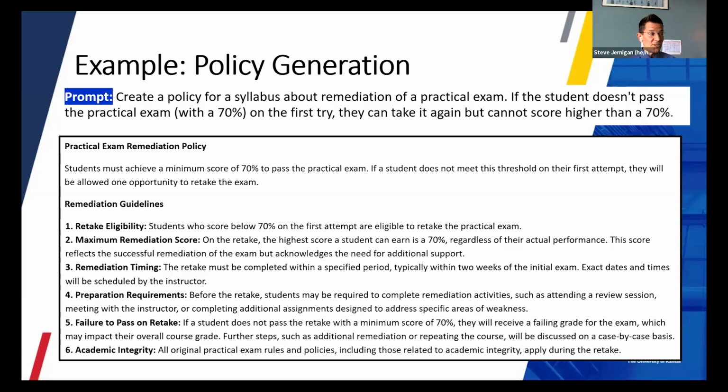This is what it generated, and you'll see that it hits some really targeted areas, some of which I probably would not have considered. So for example, it hits the privacy, the retake eligibility, the remediation score, what the maximum is, the timing of the remediation, the preparation expectations for the student, the failure to pass on the retake and what the implications are. And then of course, the all-important academic integrity statement.